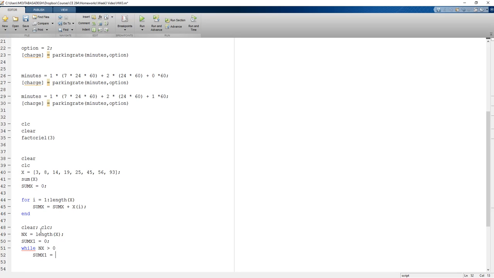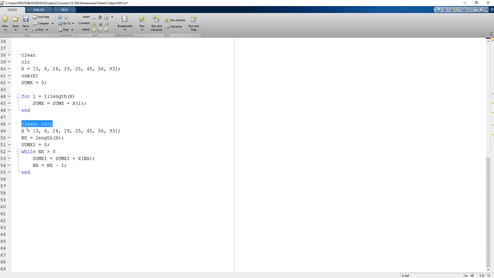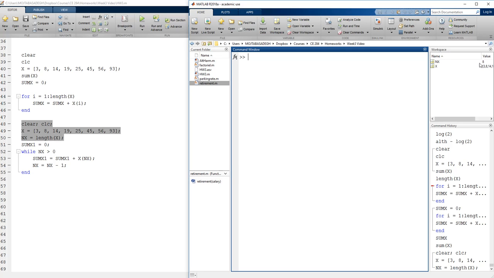Sum x1 is equal to sum x1 plus x of nx, and nx is nx minus 1. I'll explain this in just a second. Let me also copy and paste this x into here, because when we use clc and clear, everything else is gone. We need to define x again. So x has 8 elements. If I just evaluate this, you will see that nx is 8.